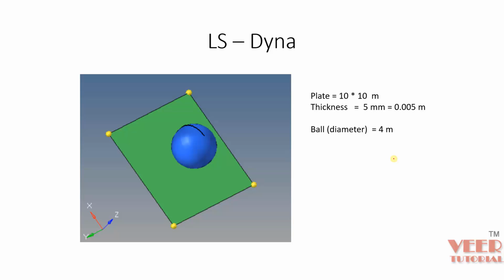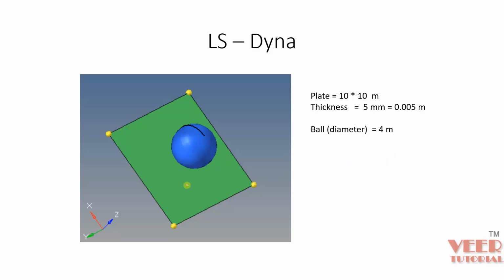In this lecture, we are going to start with our first analysis in LS DYNA, and we are going to start with the very simplest type of analysis, that is called ball hitting a plate. Now in this problem, a ball is hitting a plate and our objective is to simulate this problem. Let's understand the problem first and then we will go to LS DYNA to solve it.